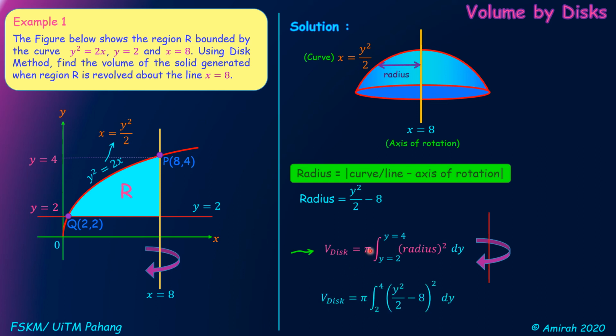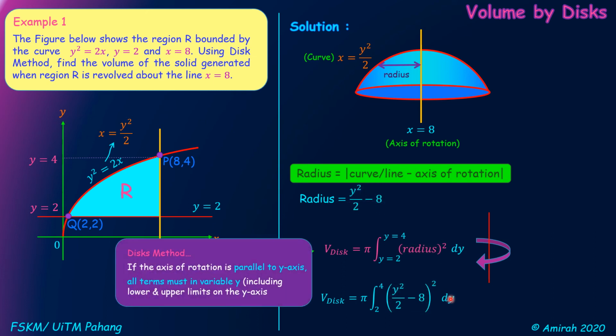Then volume by this equals to pi integration from 2 to 4. And then we replace radius equals to y squared over 2 minus 8, and then bracket squared dy. Alright, for this method, if the axis of rotation is vertical line or parallel to y-axis, all the terms must be in terms of variable y, including lower and upper limit on y-axis.